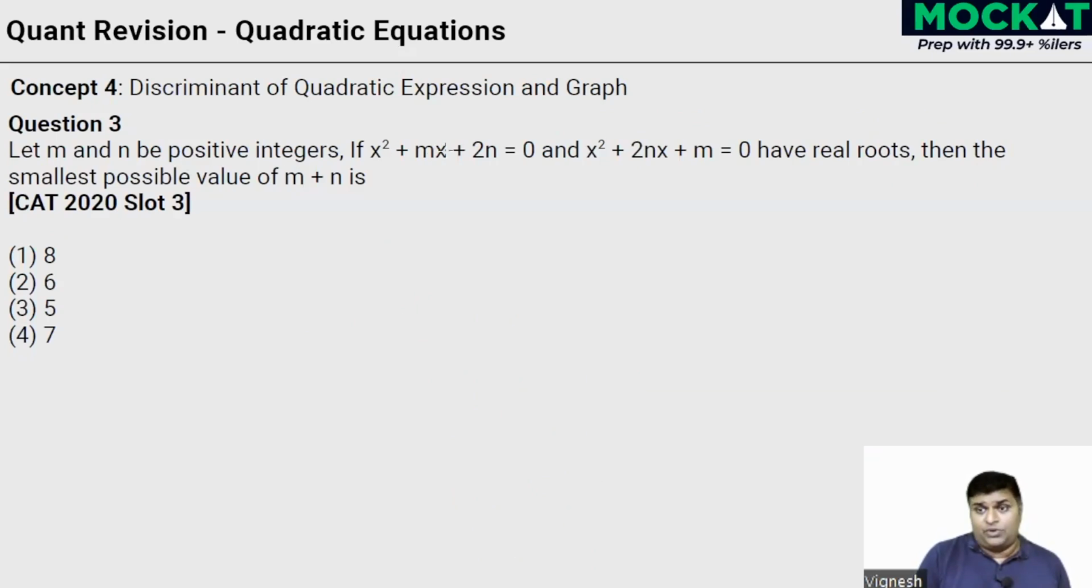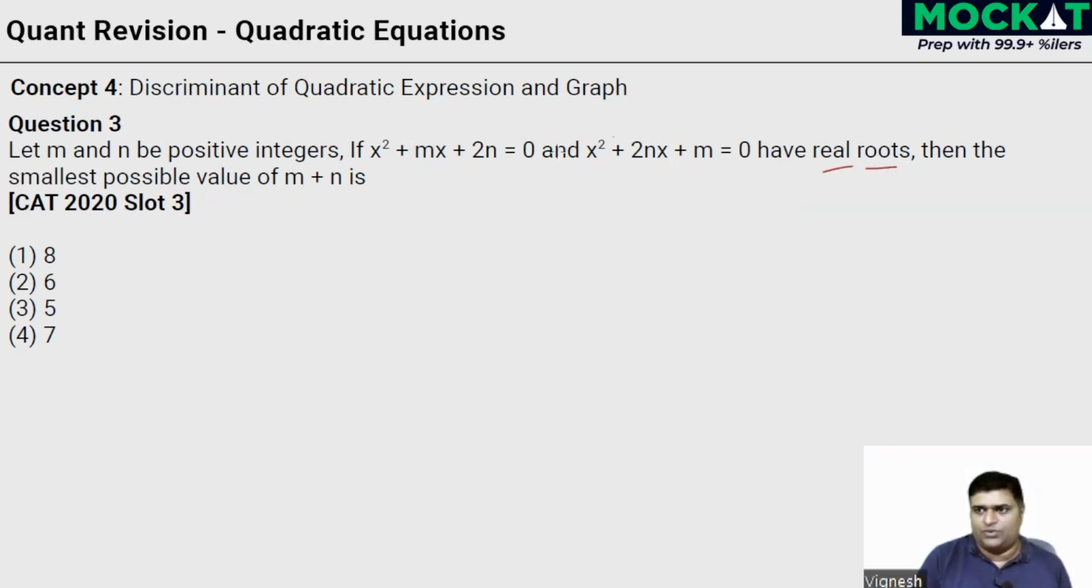Let m and n be positive integers, right? So if x square plus mx plus 2n equals 0 and x square plus 2nx plus m equals 0 both have real roots, then what is the smallest possible value of m and n? m and n, I have to reduce it as much as I can. The moment I'm told that two equations have real roots over here, what can I say?